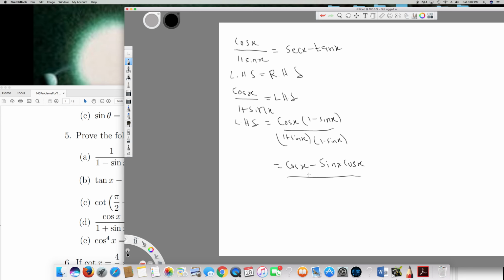Over, we know 1 plus sin x multiplied by 1 minus sin x is going to be 1 square minus sin square x. So cos x minus sin x cos x, and 1 square is 1, minus sin square x, so it's 1 minus sin square x. I'm going to write it directly to reduce the step. So 1 minus sin square x, as we know already, is going to be cos square x.